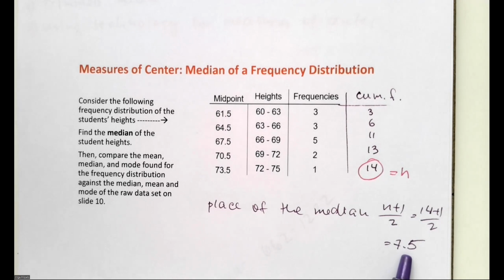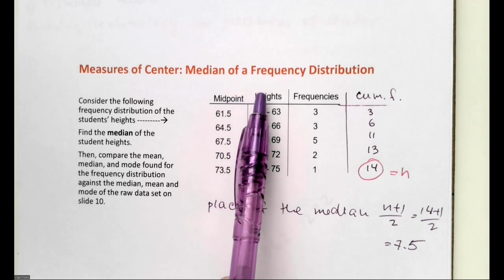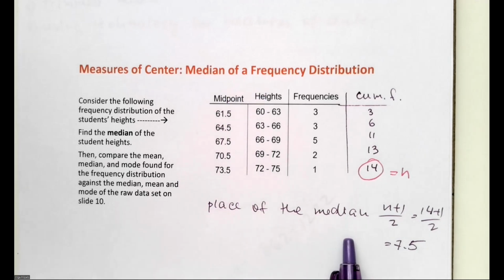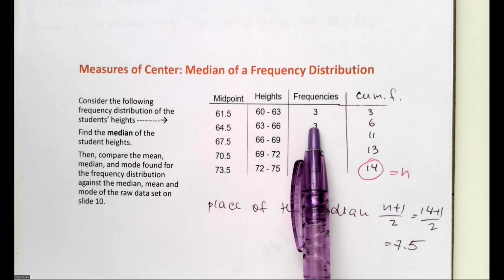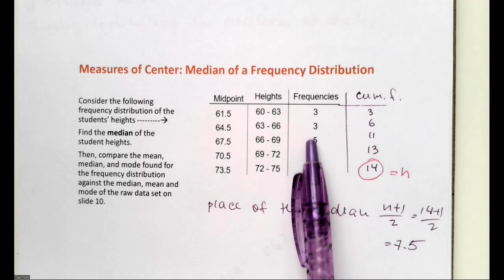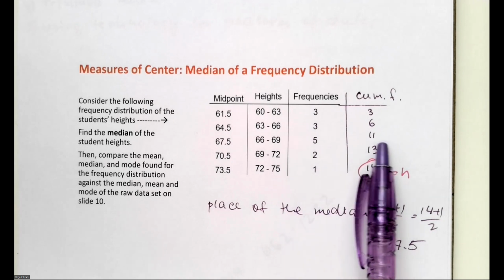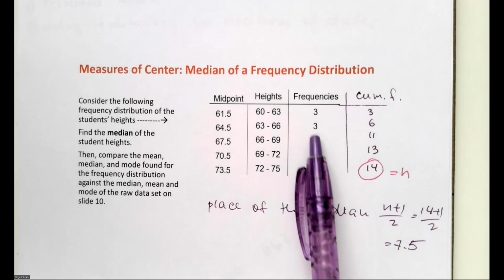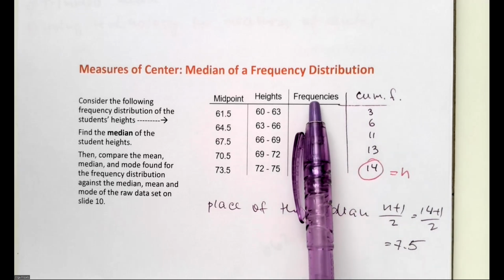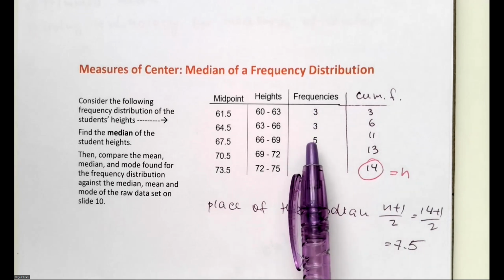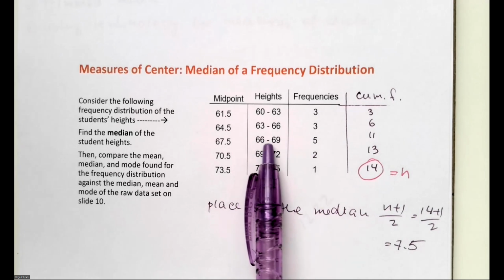So we're looking for value number 7. If we were to organize these values from the smallest to the largest, we're looking for the one that's 7th in that row and the 8th in that row. So where are those values? We have 3 values in the first class, 3 in the second, so that's 6 altogether. In the next one, we have 5 values, so that would be a total of 11. So we already passed our 7th and 8th value.